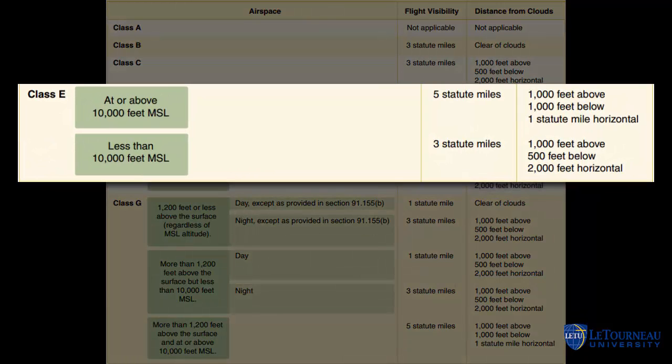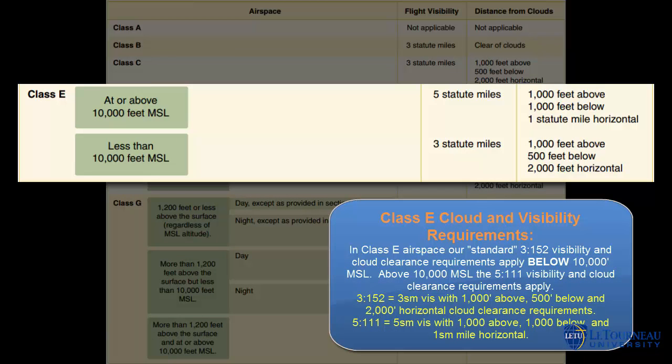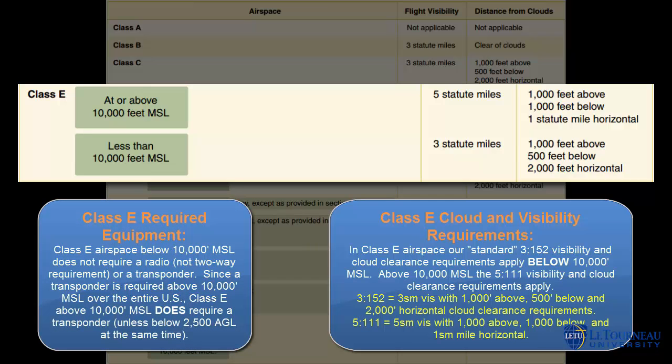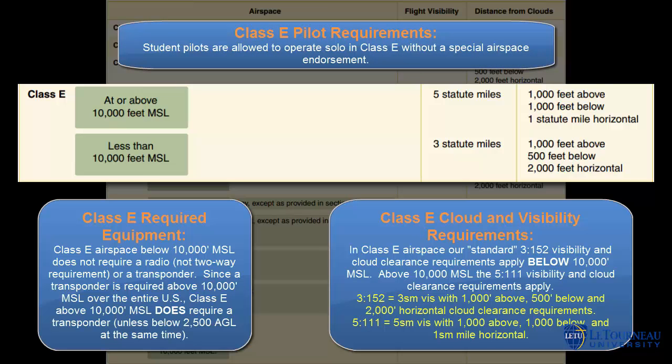Moving on now to Class E, or Echo airspace. In Class E airspace, our 3152 standard visibility and cloud clearance requirements apply below 10,000 MSL. However, above 10,000 MSL, the requirement of 5 statute miles visibility with 1,000 above and 1,000 below and 1 statute mile horizontal applies. So below 10,000 MSL, Class E uses the standard 3152. Above 10,000 MSL, Class E goes to the 5111 cloud and visibility requirements.